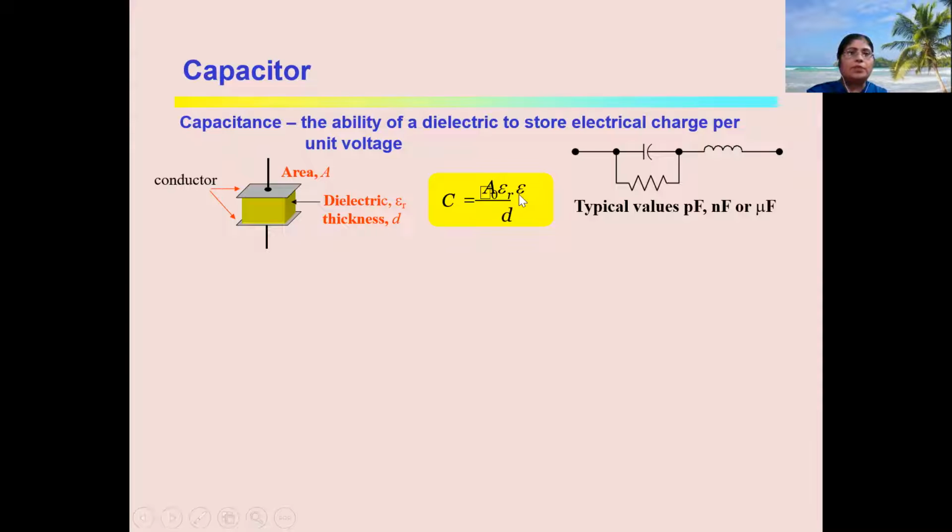Here, epsilon is epsilon R times epsilon naught. Epsilon R is the relative permittivity of the dielectric, epsilon naught is the permittivity of free space, A is the area of the plates, and D is the distance between the two plates. This is the equivalent diagram of the capacitor. In the capacitor, a resistance comes in parallel and an inductor is also present. The typical values of capacitors are in microfarads, nanofarads, and picofarads.